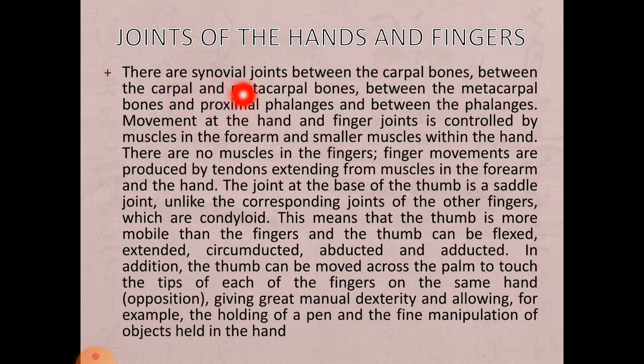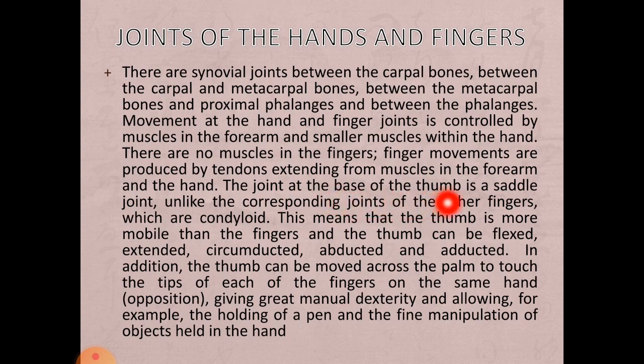So there are synovial joints between the carpal bones, between the carpal and the metacarpal bones, between the metacarpal and the proximal phalanges, and between the distal phalanges. Movement at the hand and the finger joints is controlled by the muscles in the forearm and the smaller muscles within the hand, and there are no muscles in the fingers. Finger movements are produced by the tendons extending from the muscles in the forearm and the hand.